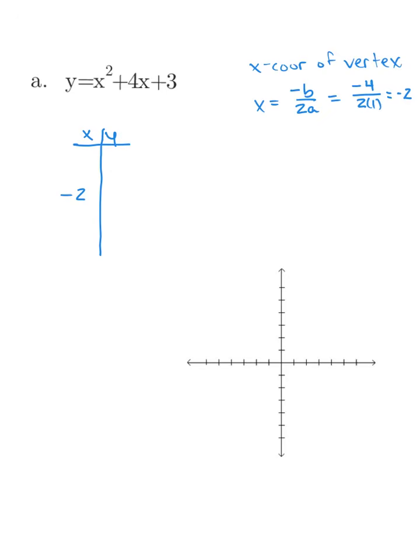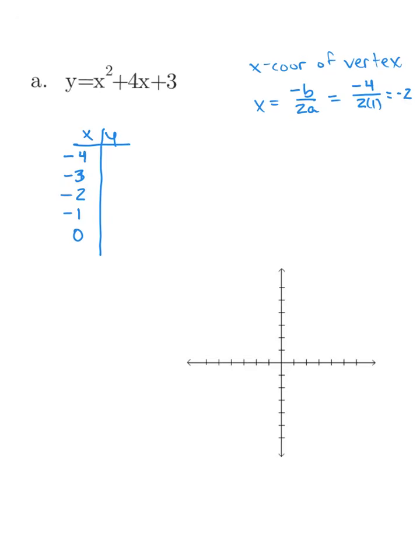I'm going to go ahead and go up negative 1, or negative 3, negative 1. I'm also going to go up to negative 4 and 0, only because I do need to have my y-coordinate, which is where x equals 0. So now, if we go ahead and plug in these values, let's see what we end up with.